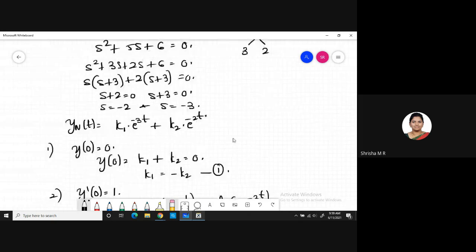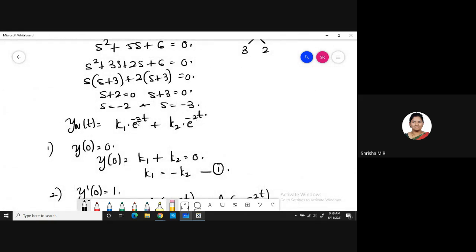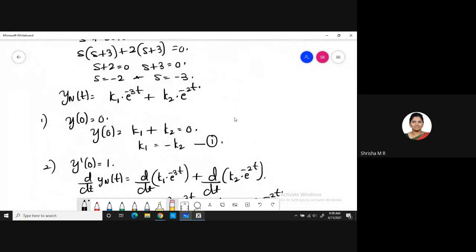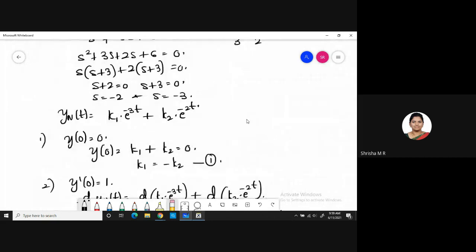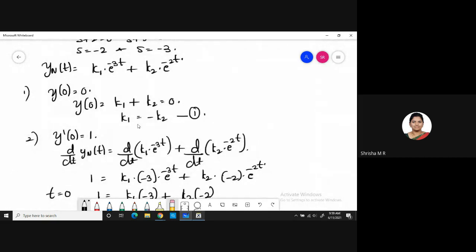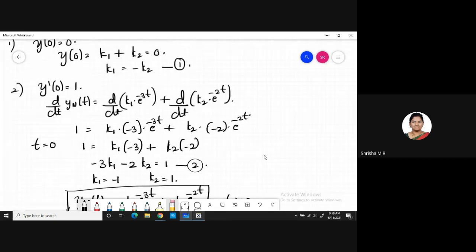That is, k1 into e power s1 into t plus k2 into e power s2 into t. So first, by using the initial conditions given in the question, you have to find k1 and k2. That will be your natural response.